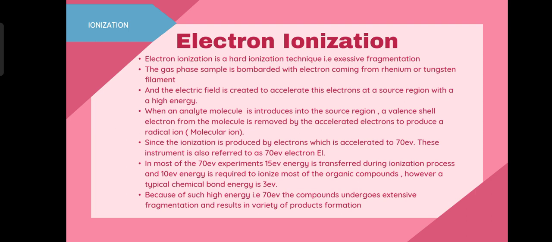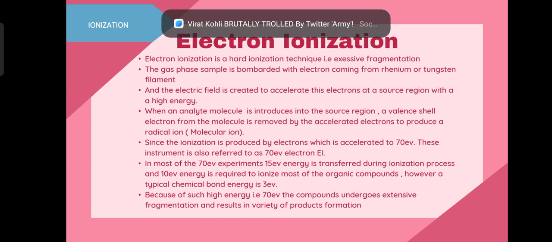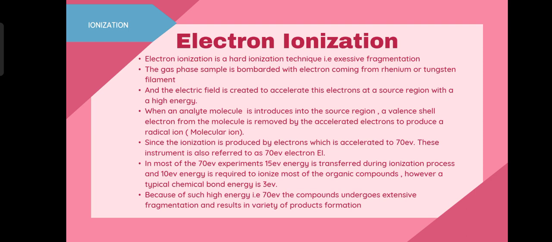Now since we are providing 70 electron volt electrons, and out of that only 15 electron volt is actually transferred during the ionization process, and 10 electron volt is sufficient to carry out ionization. But a typical chemical bond, for example a carbon-carbon single bond, has an energy of only 3 electron volt.